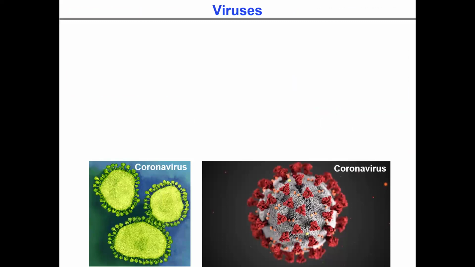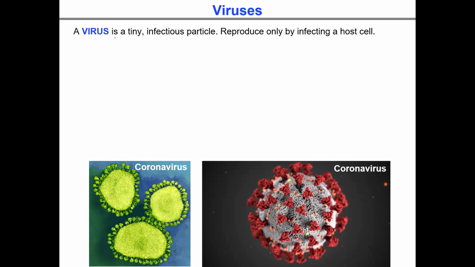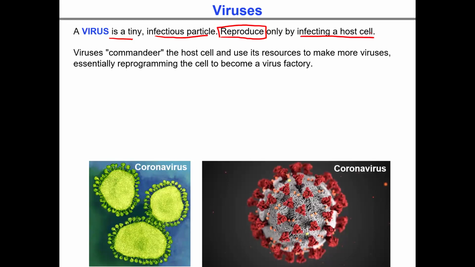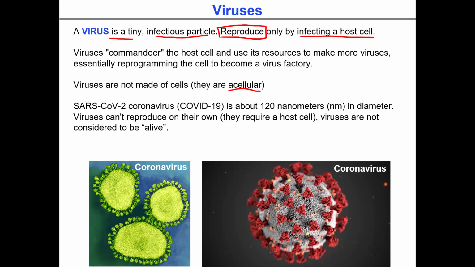All right, so let's get started. Viruses are really, really tiny particles that can infect. And one thing that's important is that in order to reproduce, so in order to make more of these viruses, they have to infect a host. The reason why is because they're known as acellular and they are not alive.